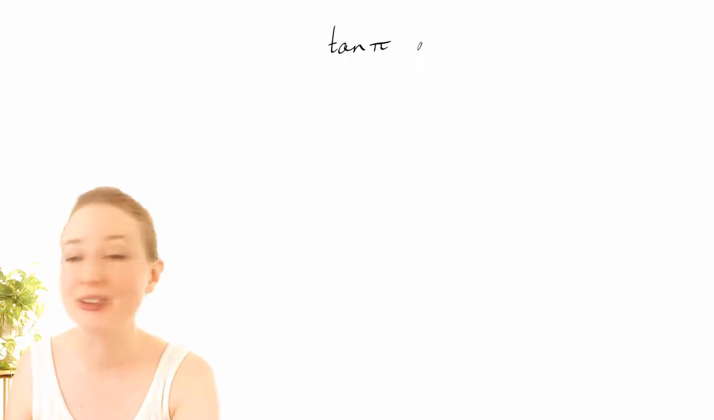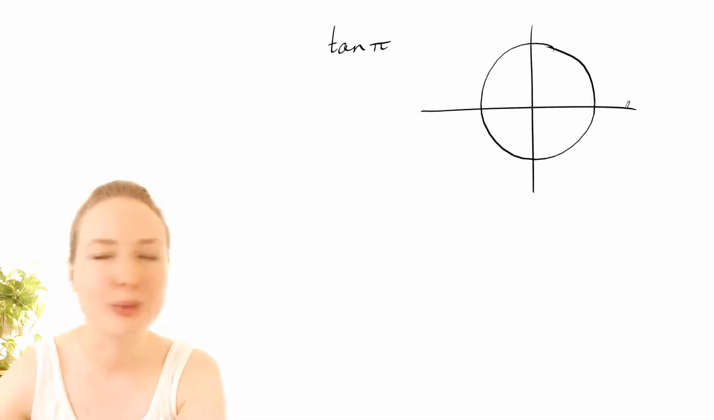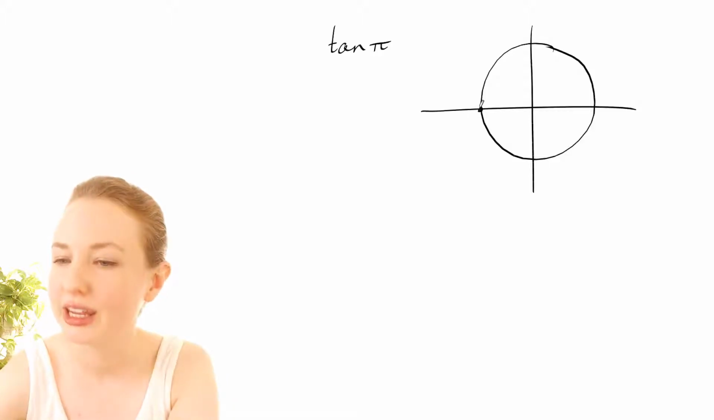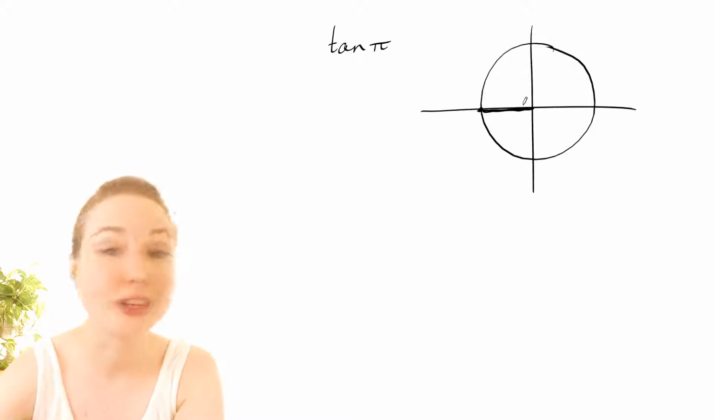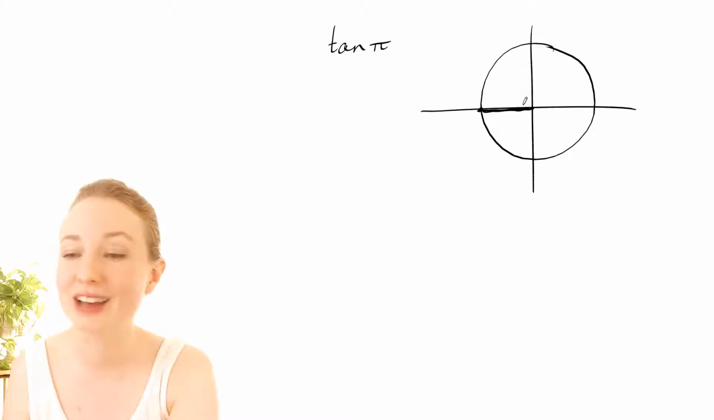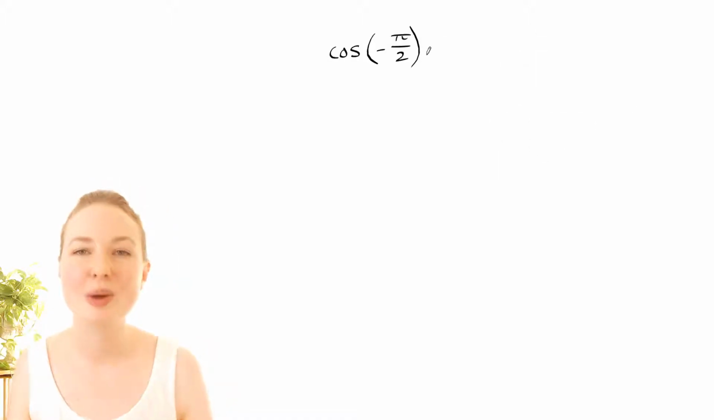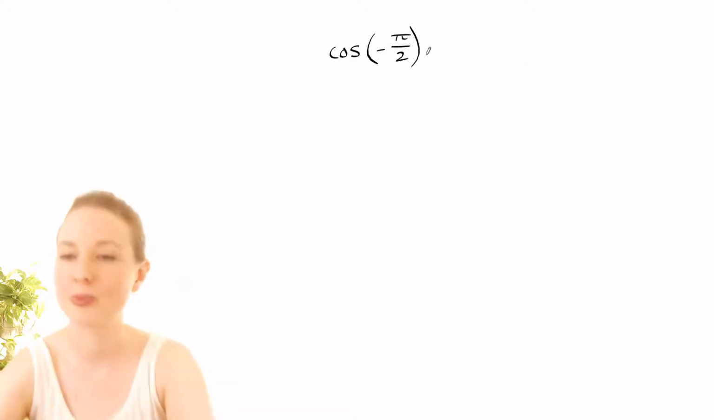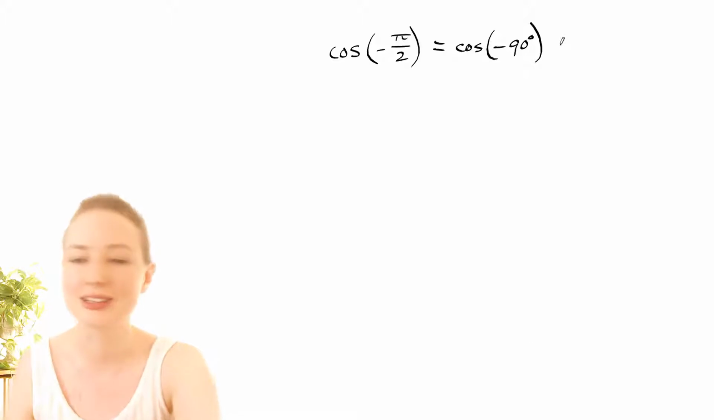Let's say we want to work out tan of pi. Let's draw the unit circle. Where is pi on that diagram? Over here. So we are interested in the slope of this line. So you can see there's no rise to that line, it's all run. So the slope of that is 0. So tan pi just equals 0. Let's say we want to work out cos negative pi on 2. That's the same thing as cos of negative 90 degrees, if you want to convert that into degrees.